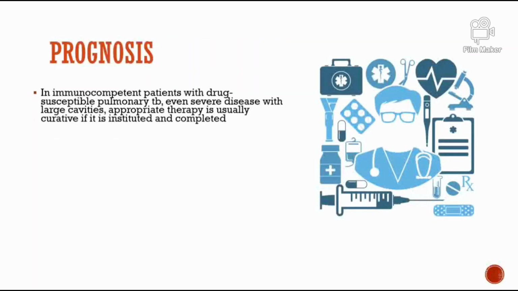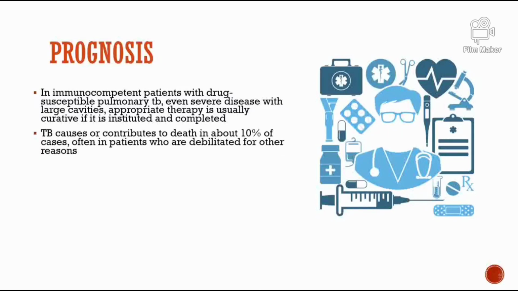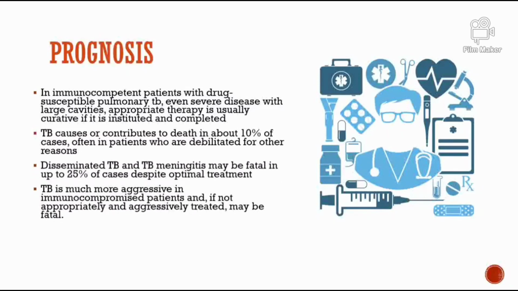The prognosis: in immunocompetent patients with drug-susceptible pulmonary TB, even severe disease with large cavities, appropriate therapy is usually curative if it is instituted and completed. TB causes or contributes to death in about 10% of cases, often in patients who are debilitated for other reasons. Disseminated TB and TB meningitis may be fatal in up to 25% of cases despite optimal treatment. And TB is much more aggressive in immunocompromised patients, and if not appropriately and aggressively treated, may be fatal.